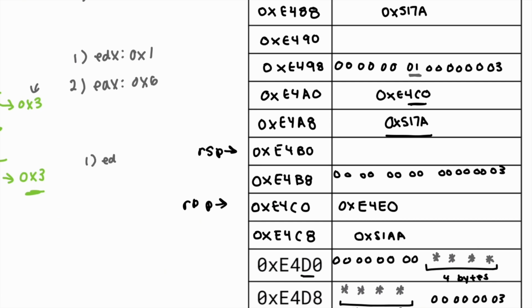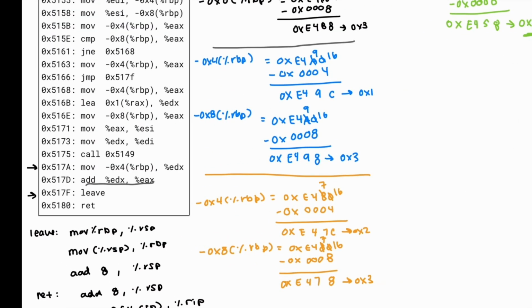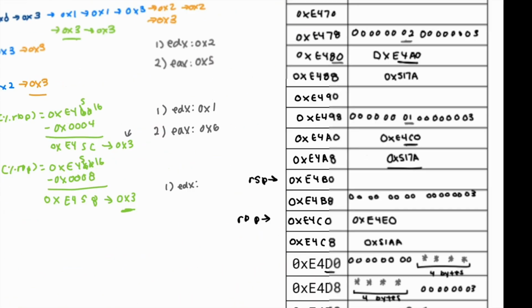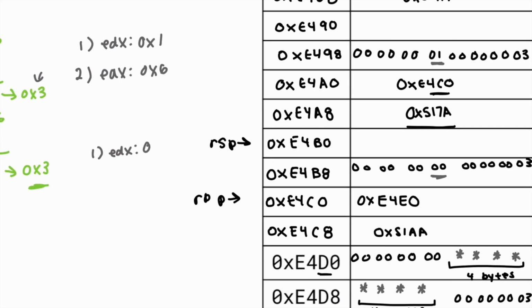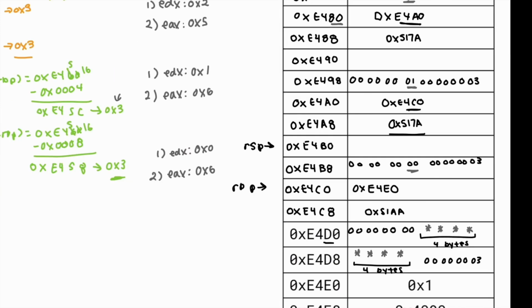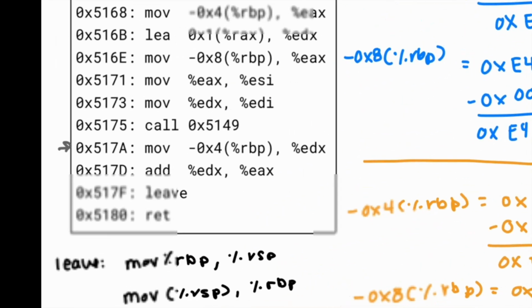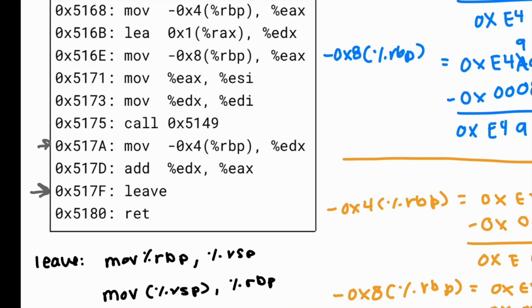So now EDX, right now we're right here. We're going to find minus 4 RBP, which is 0, and we're going to place it into EDX. And then we're going to add 0x0 to EAX, which is 0x6. Okay. And then we're going to go perform this leave again.